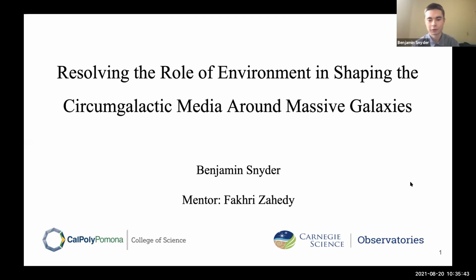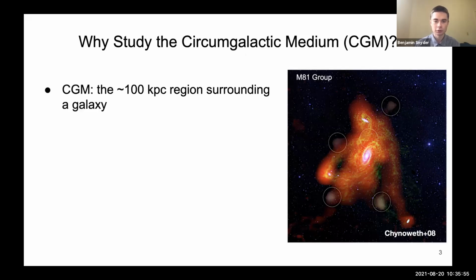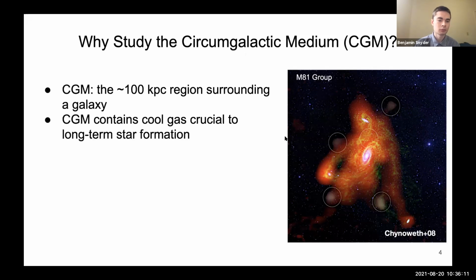Thank you, Gwen. I'm really excited to tell you all about what Fakhri and I have been working on this summer. So Kevin gave us a nice introduction to the circumgalactic medium, but I'm going to quickly introduce it again. The circumgalactic medium, to put it simply, is just the region surrounding a galaxy. It has no hard boundary, but we typically think of it as within the virial radius, or for most massive galaxies, about 100 kiloparsecs in scale.